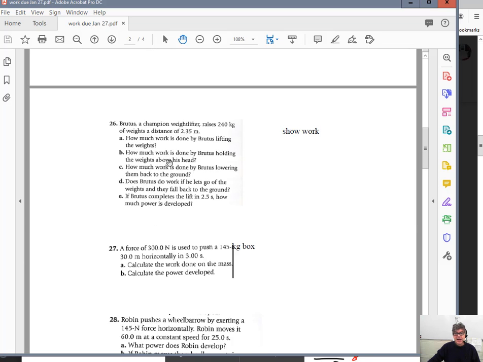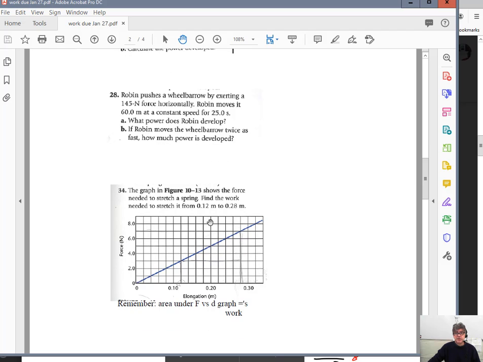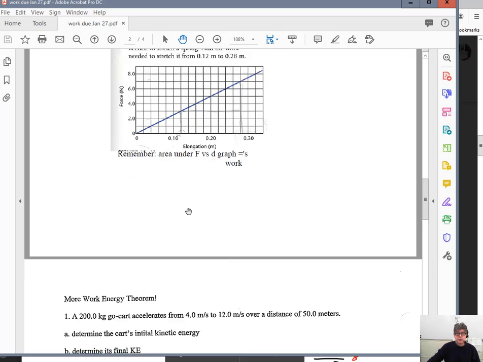Don't forget about power. Power is work divided by time. For the Brutus question, especially the last question that comes up for power, part E, don't forget that if there's no displacement, there's no work, so that would come up in part B. And then for part C, when he drops them, is Brutus doing any work? I'll let you answer that question. And then the area under the graph here. I'm just skipping over those other ones because it's more of the same.